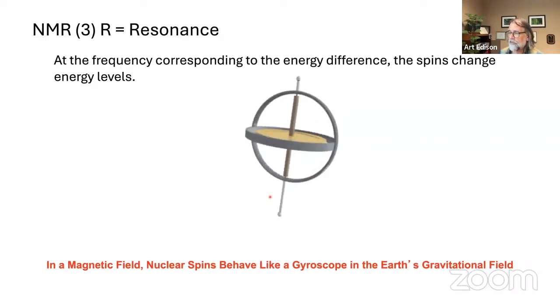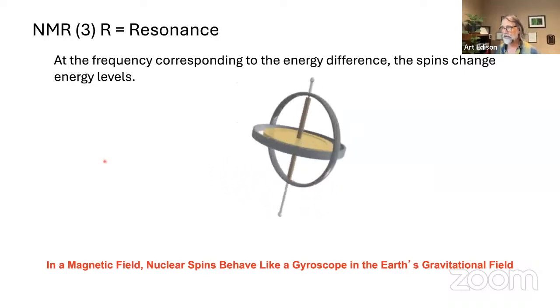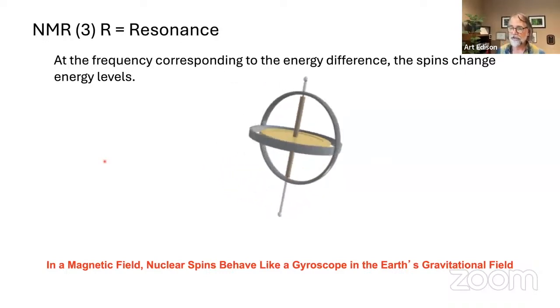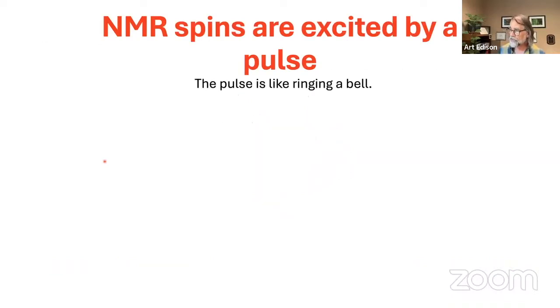So the same mathematics describe an NMR experiment as this gyroscope spinning in the Earth's gravitational field. So if you understand this and play with the top, you'll have some qualitative understanding of what's going on in NMR. So we start our experiment with a pulse.